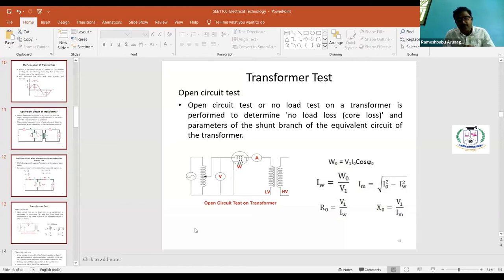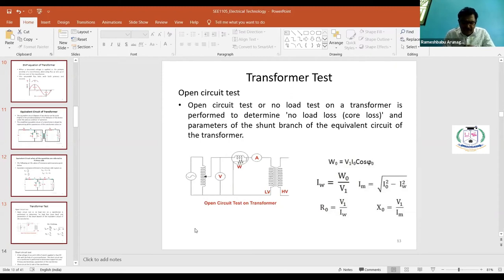At the same time, to determine the equivalent circuit parameters. What are the equivalent circuit parameters? They are R1, R2, X1, X2 and R0, X0, IW, IM. These are the parameters if you want to determine them, to draw the equivalent circuit of the machine, we need to perform the transformer test. So why do you want to perform the transformer test? To predetermine the efficiency or the regulation of the transformer, or to find the equivalent circuit parameters. These are the values we determine by performing the transformer test.